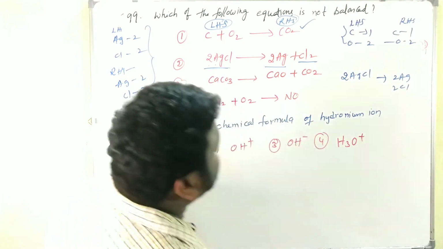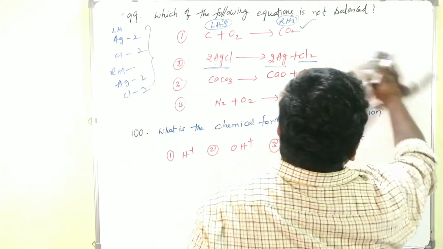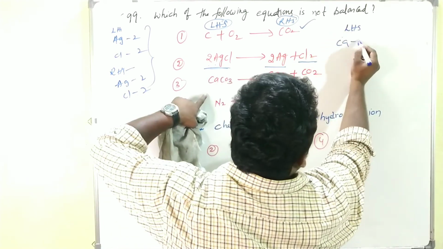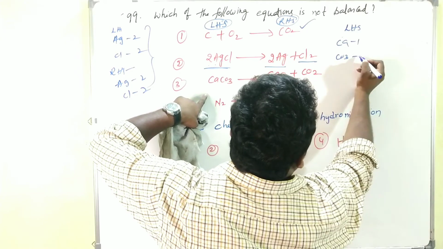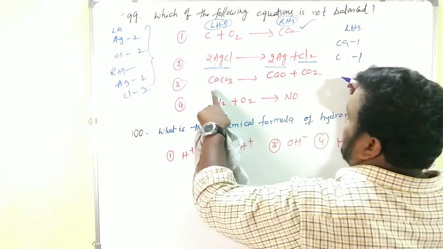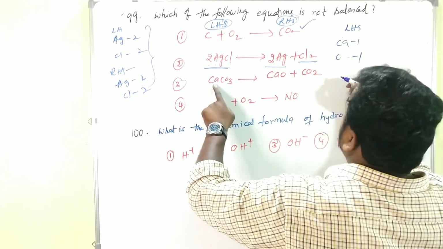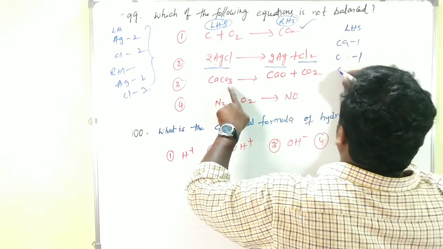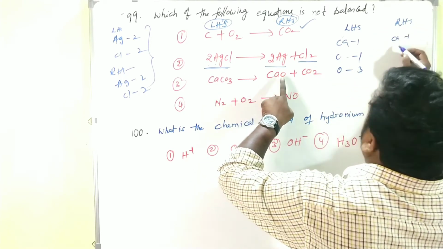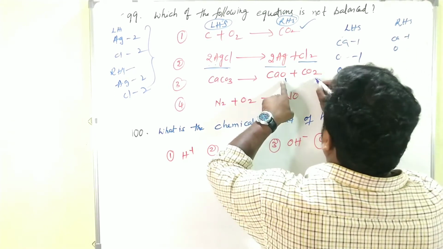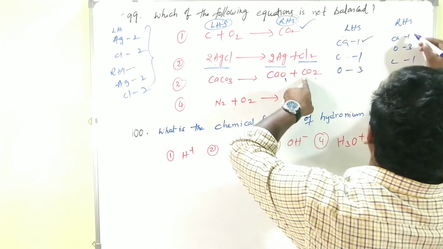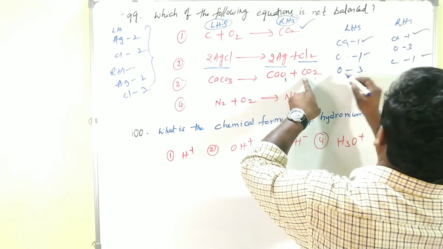And next thing is the third one. LHS side, how many Ca are there? 1. And how many CO3 are there? Or simply you will go for carbon 1 and oxygen. CaCO3: Ca is 1, C is 1 and O is 3. And RHS side Ca is 1, and O is 1 here and 2 here. How many are there? 3. And C is how many? 1. Ca is 1, C is 1, O3 and O3.